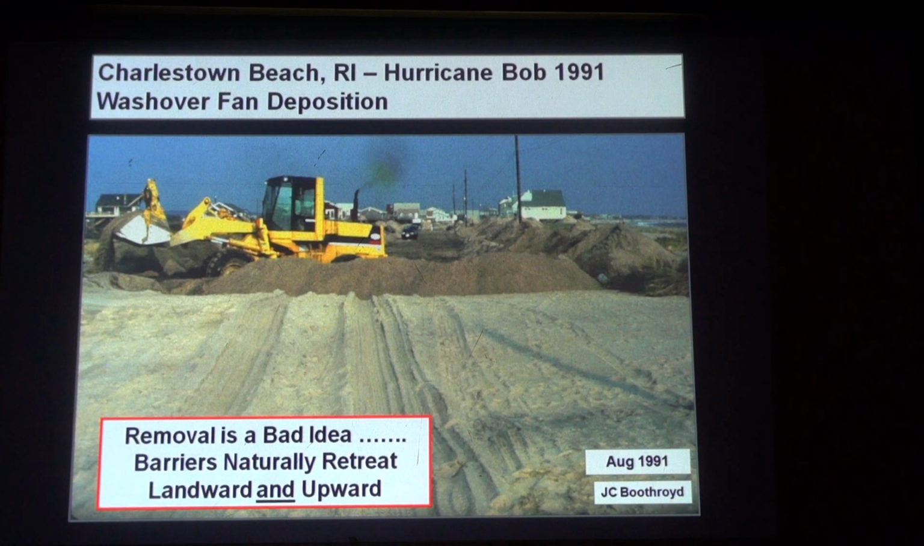So here we are after Hurricane Bob, and here's the bucket loader. And I'm saying to you that removal is a bad idea because the barriers are trying to naturally retreat landward and upward. And what that does, when you have this here, when the next overwash, water, and surge happens, the friction of the sand that's already there slows things down and is not nearly as bad, and it may not penetrate as far anymore. So, where possible, and I understand that in many cases this is not possible, but where possible, leave the sand there.